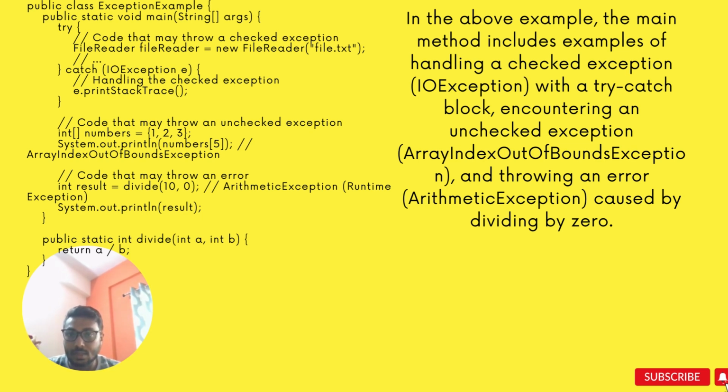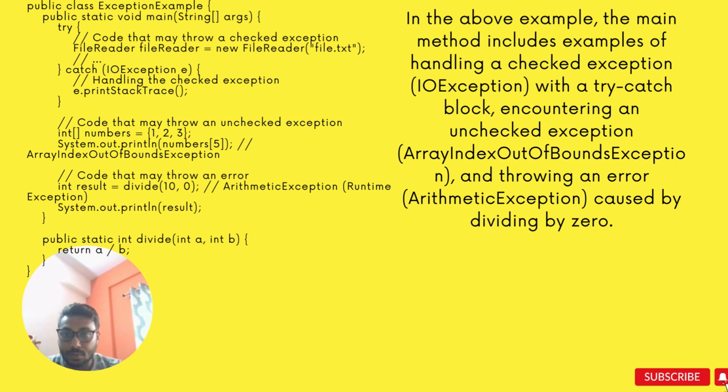Here you will see we have a public class. Basically what is happening here: we have a public static void main with String args, and inside it we have defined a FileReader, a new FileReader. We are reading a txt file. And in the try and catch block we have defined IOException. An IOException is a checked exception.